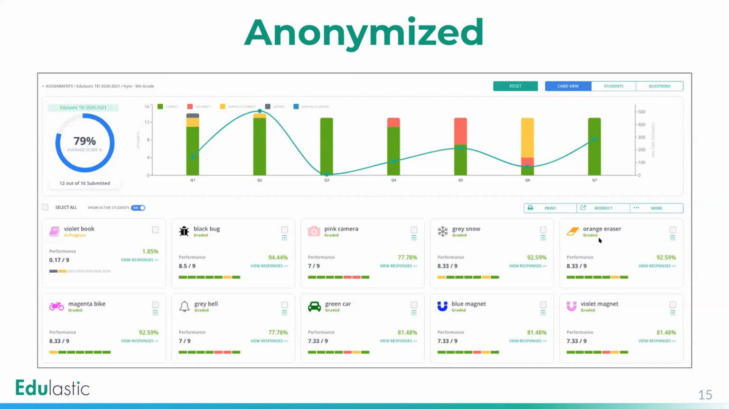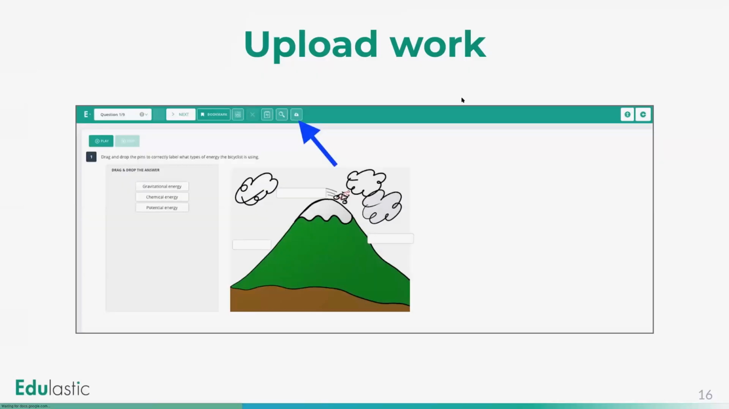And I could actually click into the work of Orange Eraser, or better yet, probably click into the question. And I could look at the different responses projected in class, and the students don't need to feel put on the spot. So this is a great feature called the present mode, or the ability to anonymize student work while in Edulastic. The next one is uploading work. This is a relatively new feature, and it allows students to just click this upload button, and they can upload an image or a document into Edulastic as part of the answer to their question. So that's a nice flexible enhancement as well.